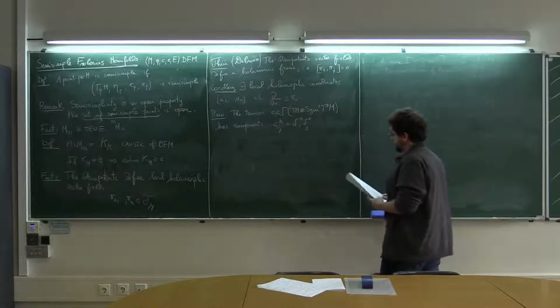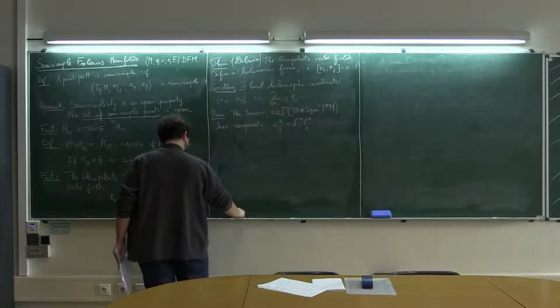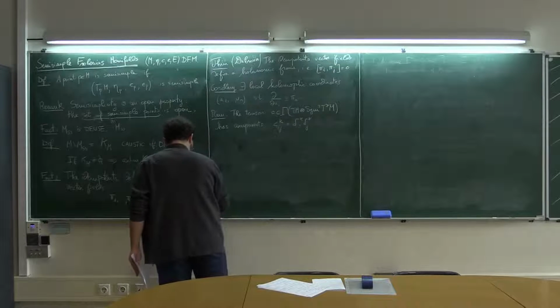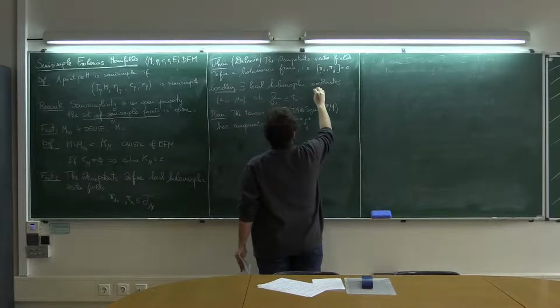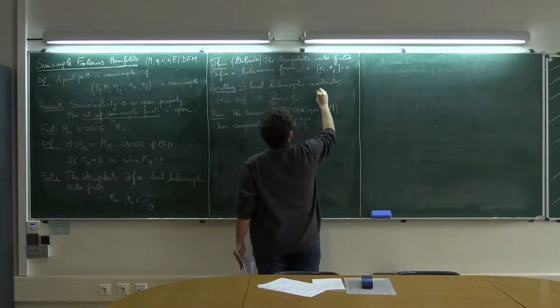These coordinates are so special that they deserve a name. We will call these coordinates canonical coordinates, or some people also call them Dubrovin canonical coordinates.